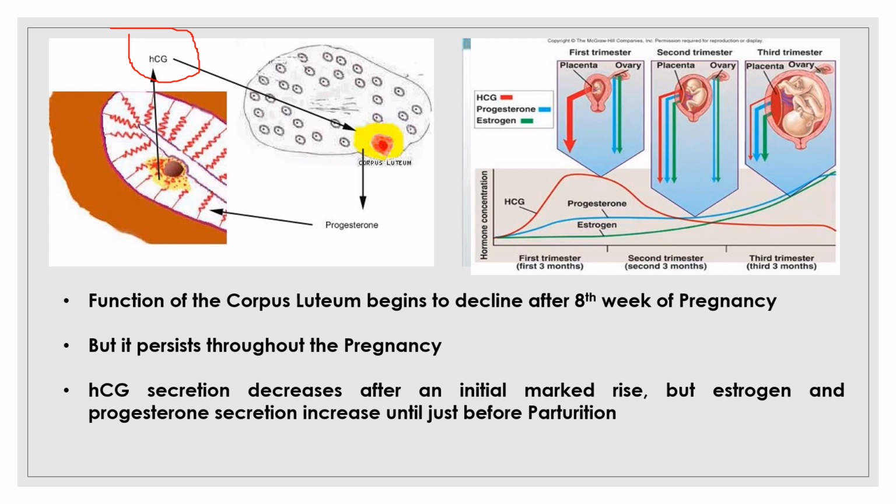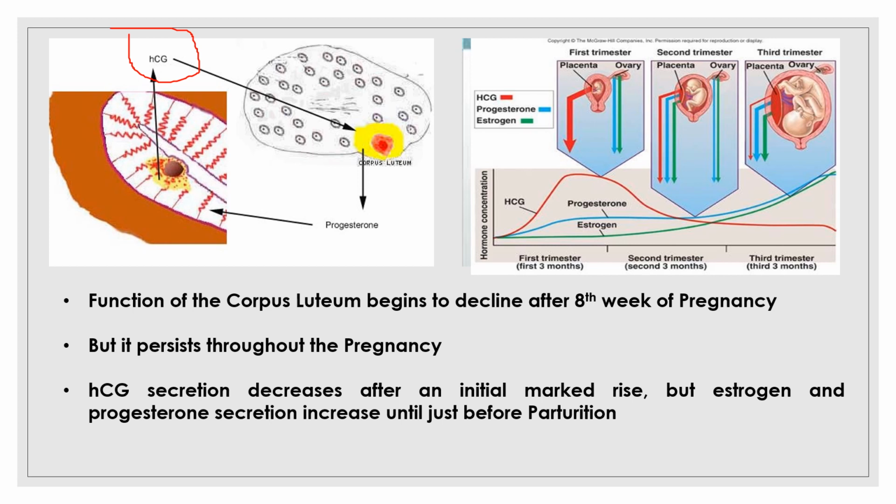After 12 weeks, that is 3 months of pregnancy, what will happen? We will see that the placenta has started secreting estrogen and progesterone. And what about the HCG? HCG is secreted, but its amount is less. So the HCG level is reducing, as written here: HCG secretion decreases after an initial marked rise. The corpus luteum is still alive, secreting estrogen and progesterone, but in less amount. The major portion will be secreted by the placenta, and their level is gradually increasing.